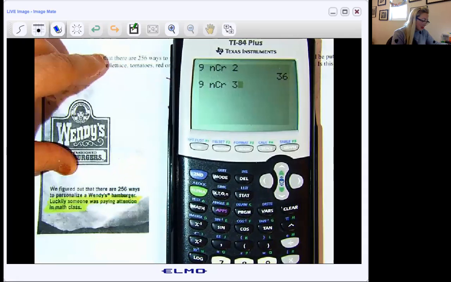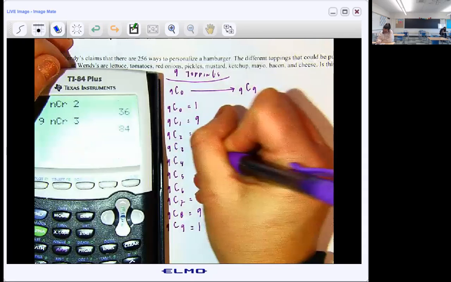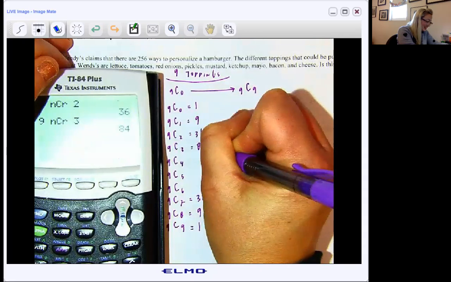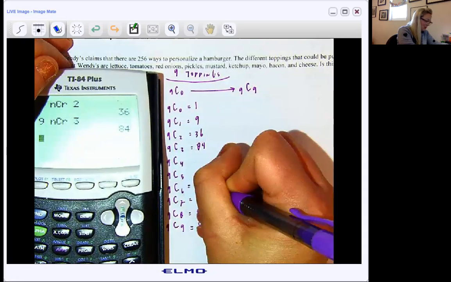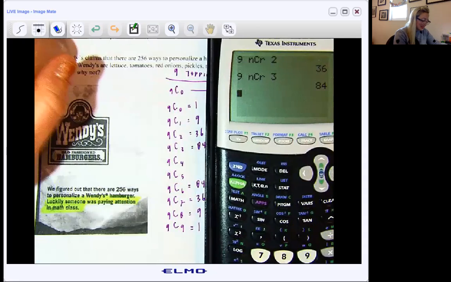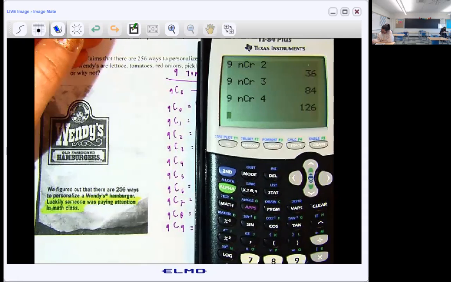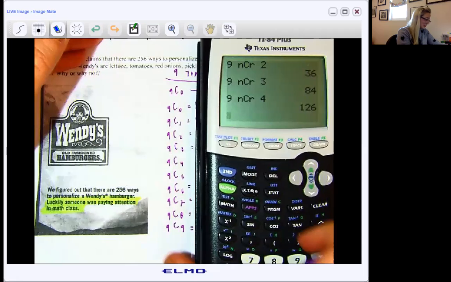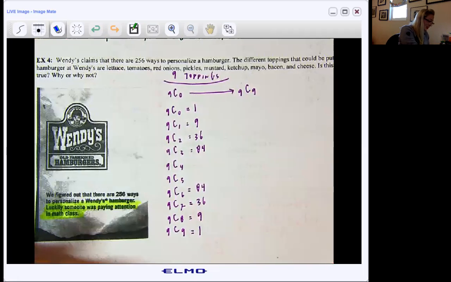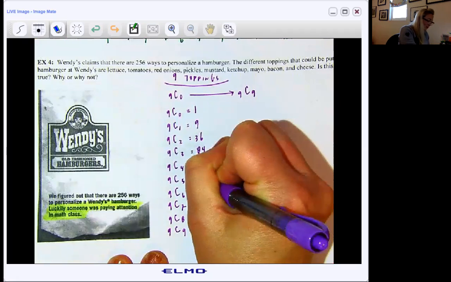So 9 choose 3 gets us 84, which is the same as 9 choose 6. They're both 84. And let me do that one more time. So I'm going to hit second enter, right? It pulls up what I typed in previously. I'm going to type over that and make it a 4. And it's going to give me 126, which is the same as 9 choose 5. Right?